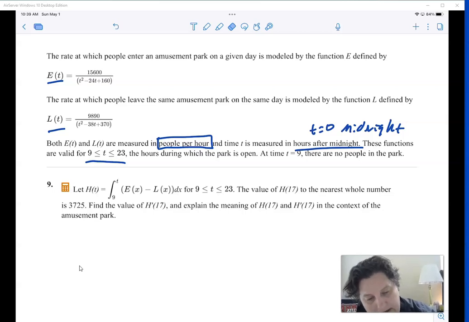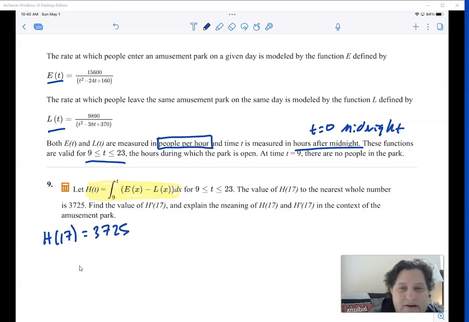Okay, let H of t be the integral from 9 to t of E minus L. The value of H of 17 to the nearest whole number is 3725. So that means that the number of people entering minus the number of people leaving, that's about where it is at that point, okay? Find H prime of 17 and explain the meaning of both of these.